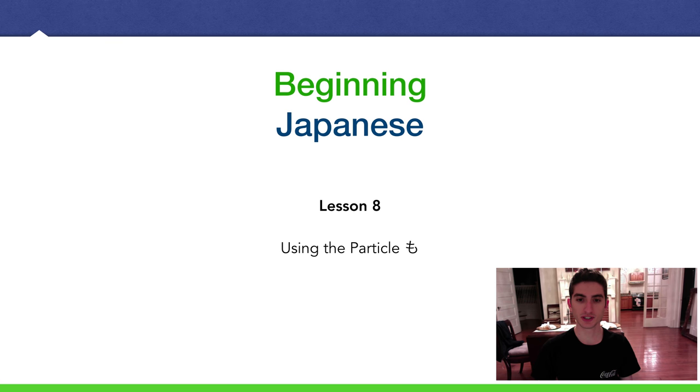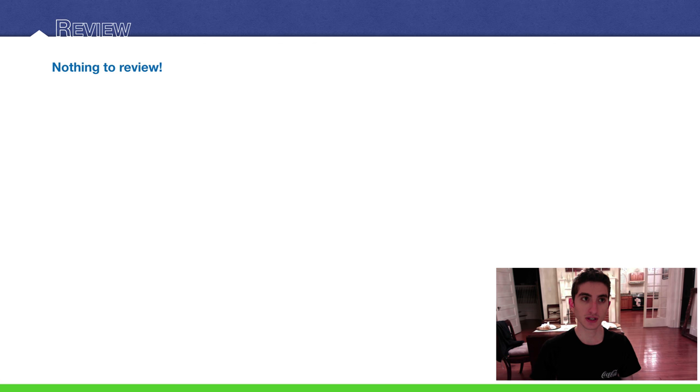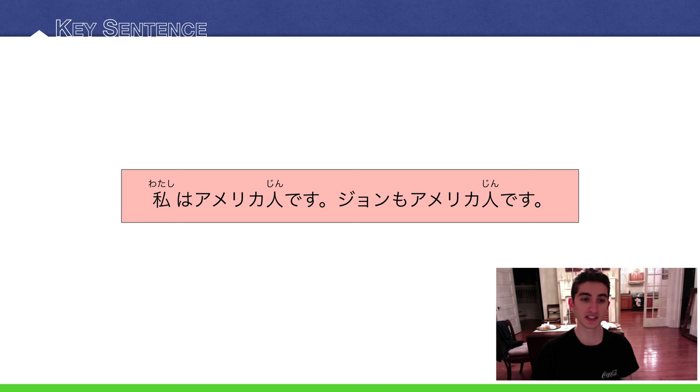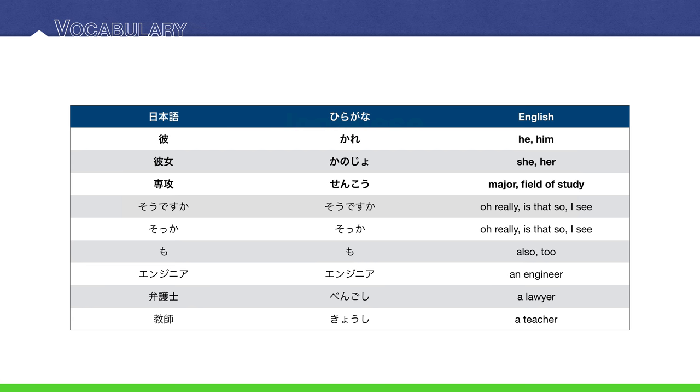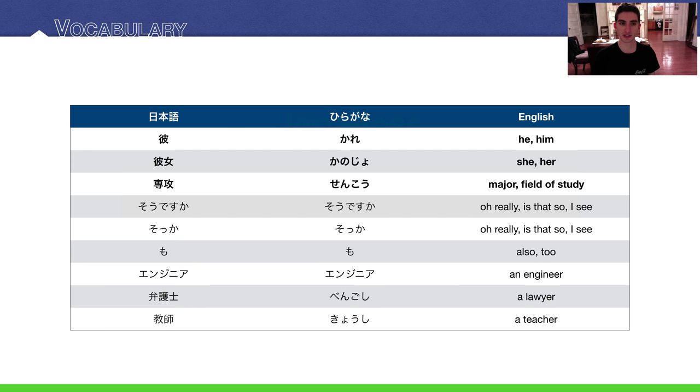Today we're going to be talking about the particle mo. There's really nothing to review. This is a pretty simple lesson. Key sentence. 私はアメリカ人です。ジョンもアメリカ人です。 And today's vocabulary, there are three words that I thought would be good to bring back. We'll be using them often in this lesson.